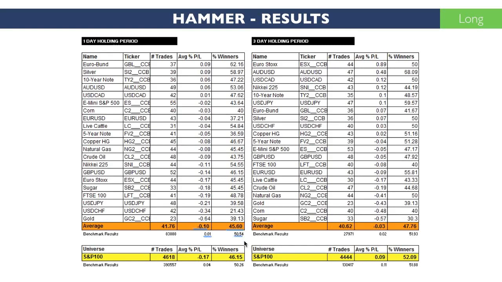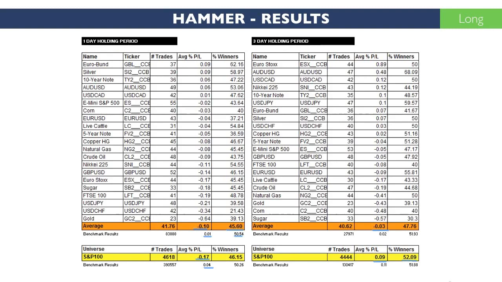Across our 100 stocks, the signal did even worse with an average loss of 0.17% per trade. Again, this was lower than the benchmark daily return of 0.04%. Combining the hammer with a 3-day holding period lost money again in our 21 markets, but it produced an average profit of 0.09% per trade in stocks with a win rate of 52%.